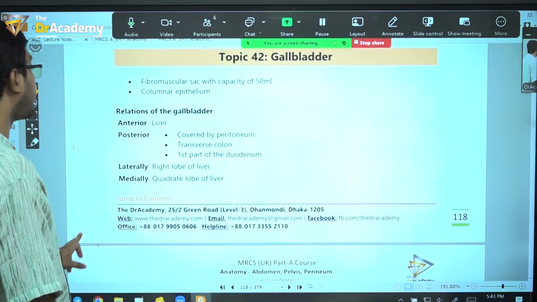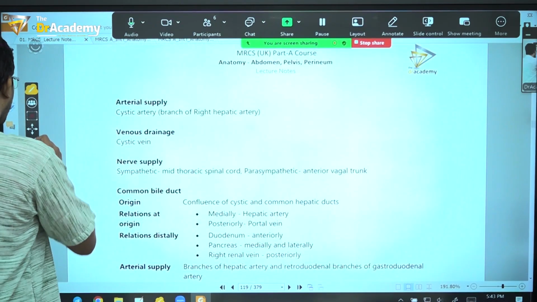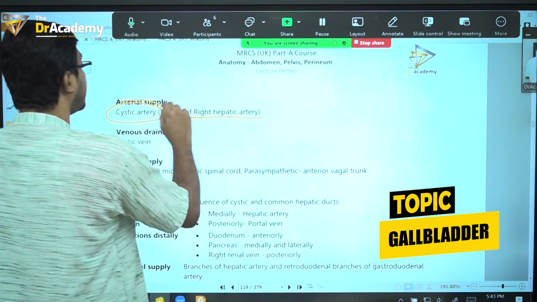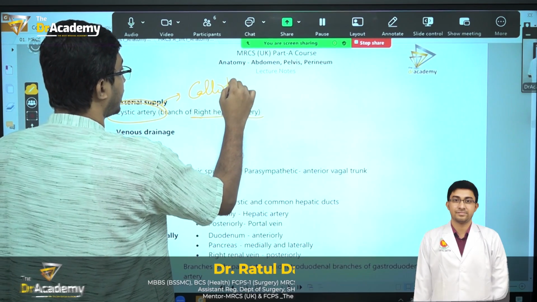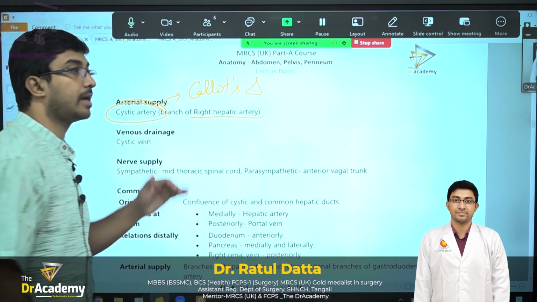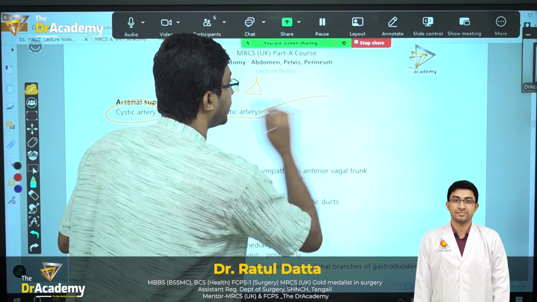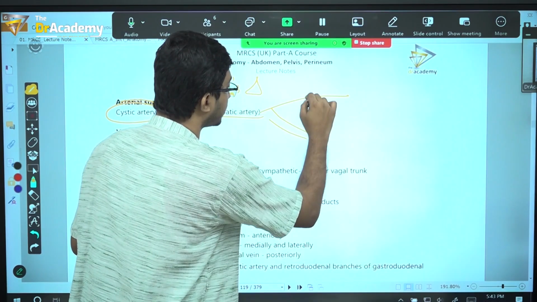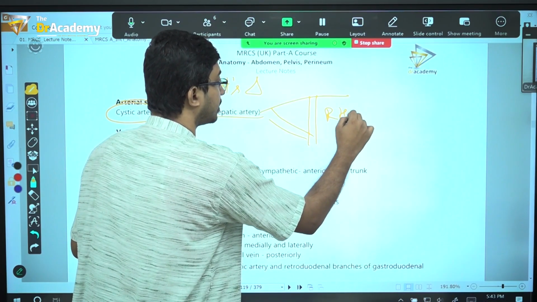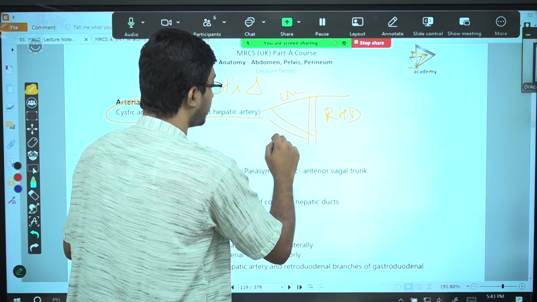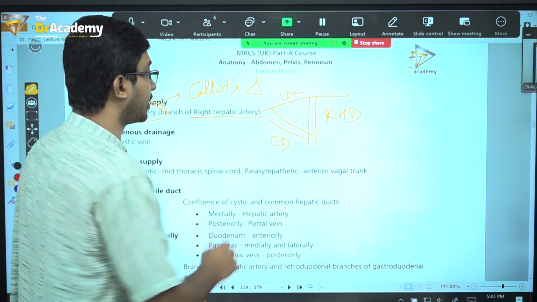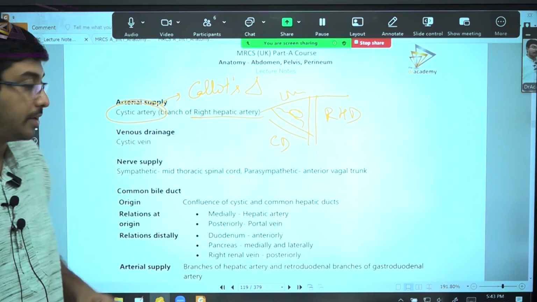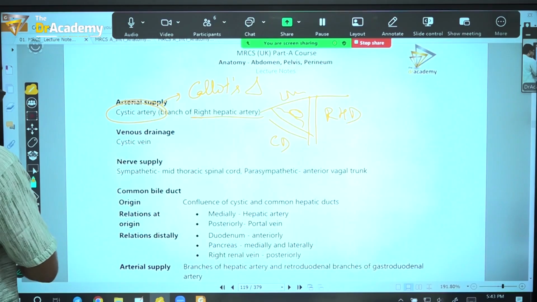Now about the gallbladder. We know the blood supply of the gallbladder is the cystic artery. The cystic artery is a branch of the right hepatic artery and it is located in the Calot's triangle. The boundaries of Calot's triangle: the superior border is formed by the inferior border of the liver, inferiorly the cystic duct, and medially the common hepatic duct. The contents are the cystic artery and the cystic lymph node of Lund.